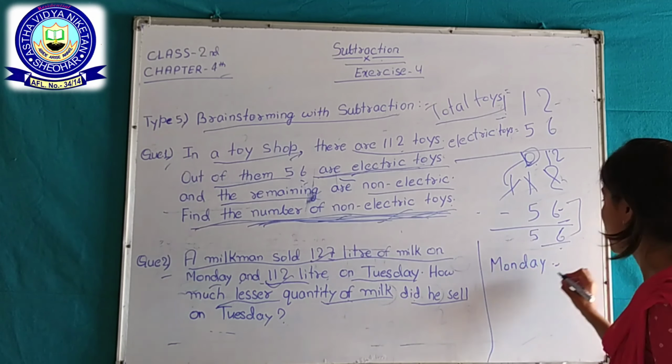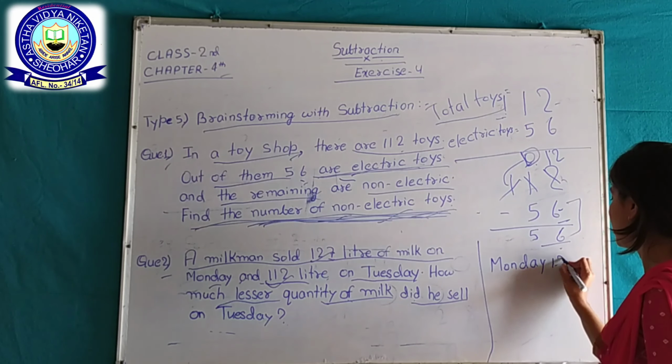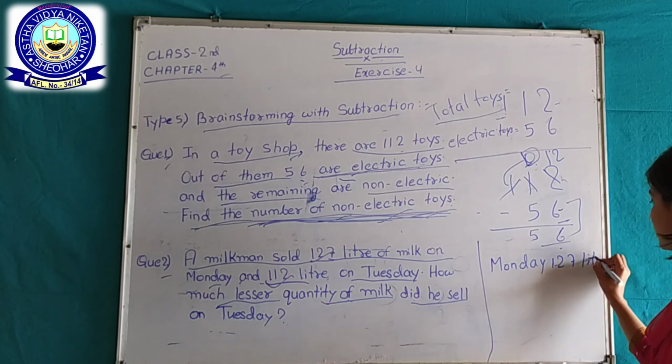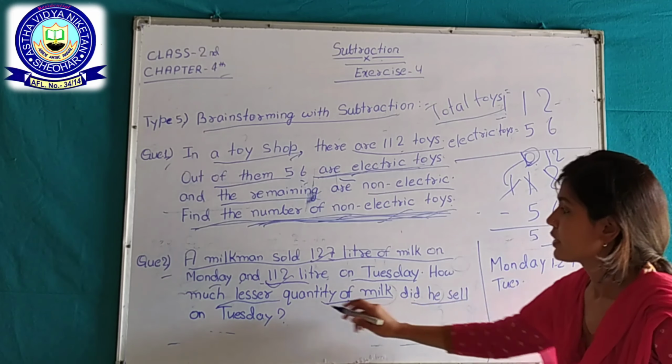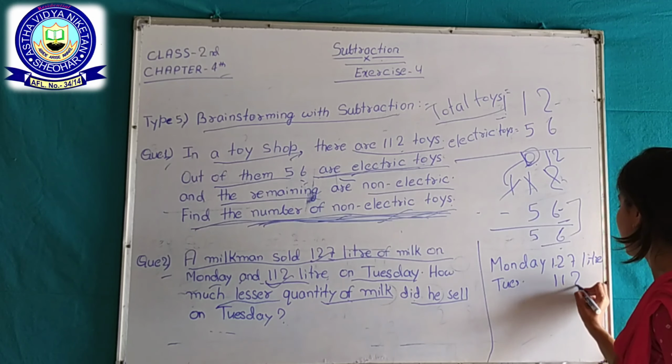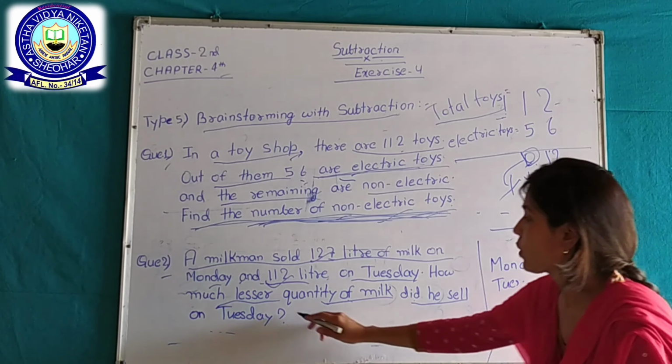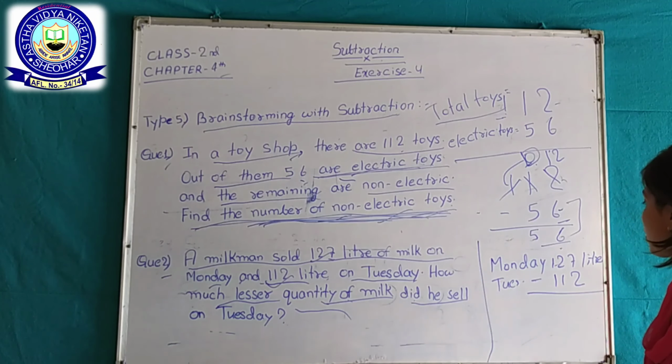Monday equal to 127 liters, and on Tuesday he sold 112 liters. To find out the lesser quantity of milk, we have to subtract these two numbers.